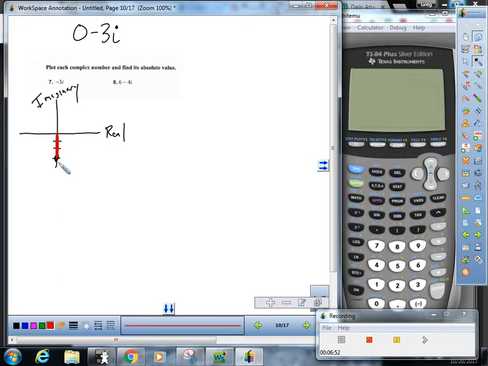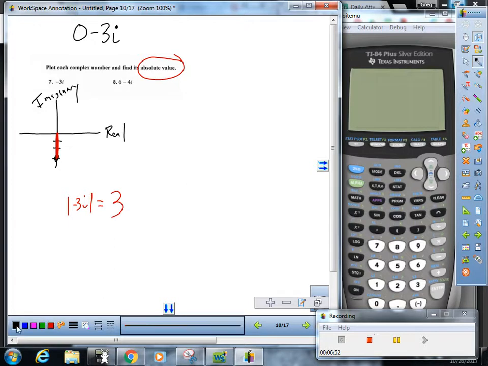And then they ask for the absolute value. Well, the absolute value of anything is defined as that thing's distance from 0. So, how far is this point from 0? So the absolute value of negative 3i is 3. Now it gets more complicated, so we're going to have to use Pythagorean Theorem on the next one.